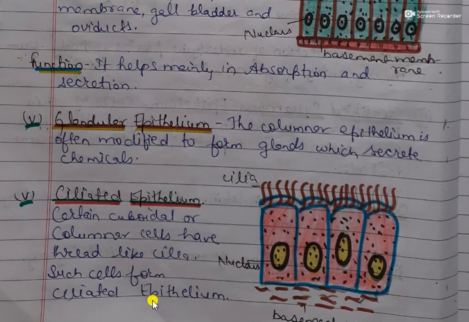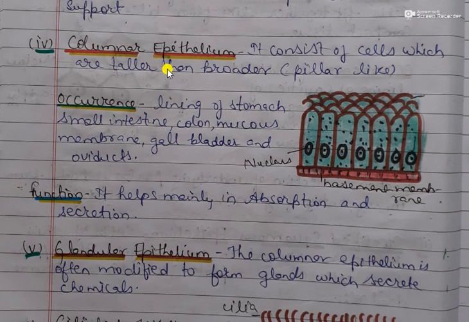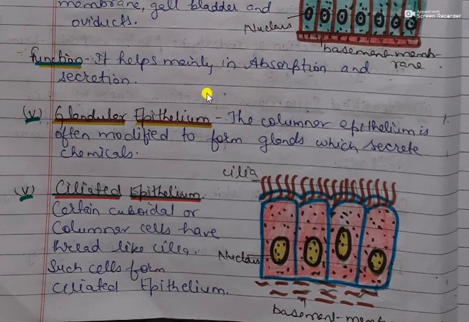Next type of epithelial tissue is glandular epithelium. Glandular epithelium is the epithelial tissue in which columnar epithelium is often modified to form glands which secrete chemicals. When this columnar epithelial tissue secretes certain chemicals, then glandular epithelial tissue is formed.